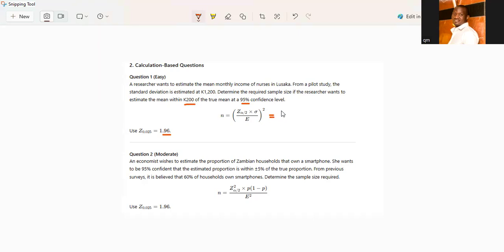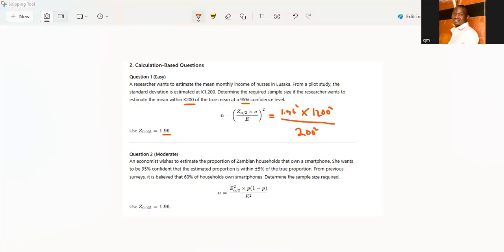What is our Z? 1.96 squared. And what is our standard deviation? Estimated standard deviation is 1,200. So 1,200 there, squared, over our error. Error comes in the term within 200. So we put 200 there, squared. All together, we calculate our sample size formula there. Then I go to our next question.